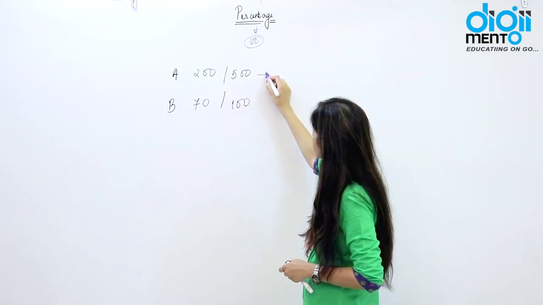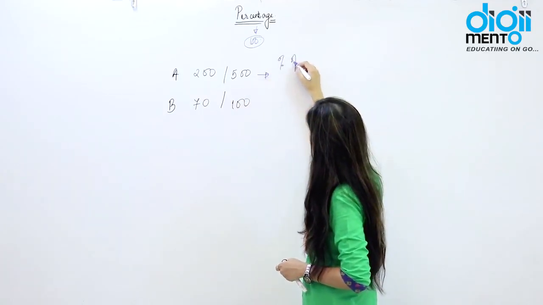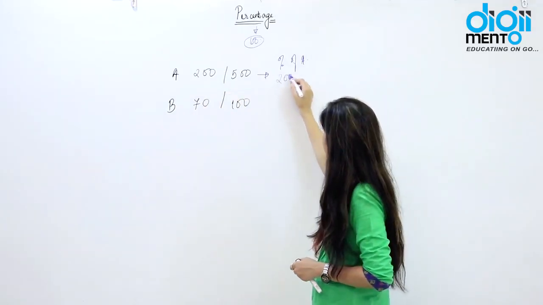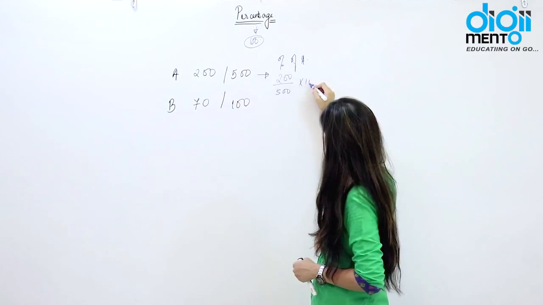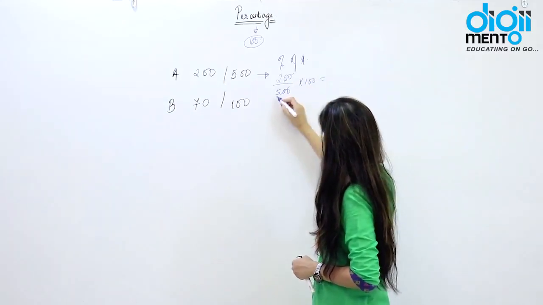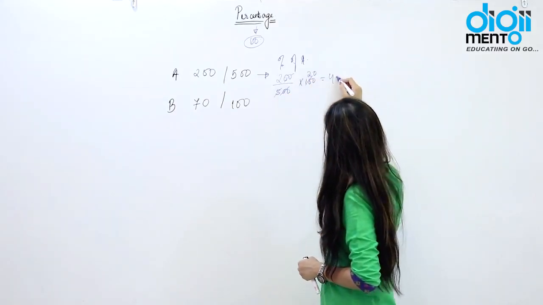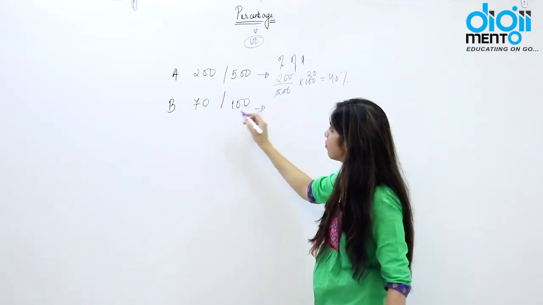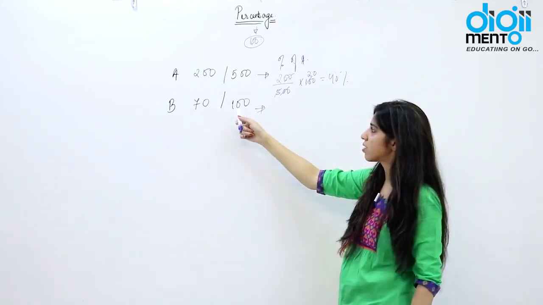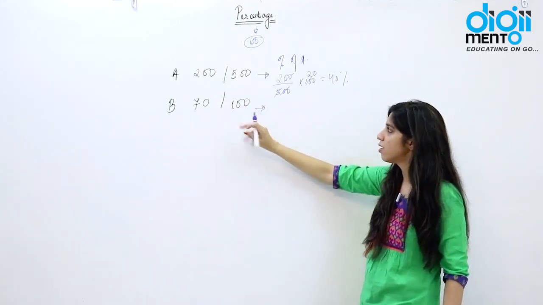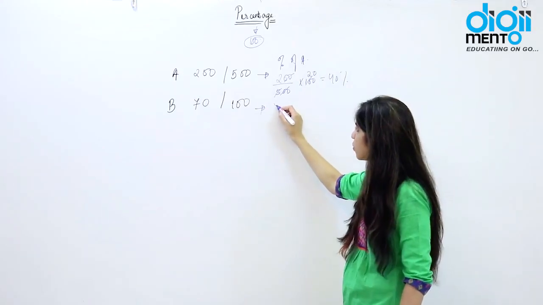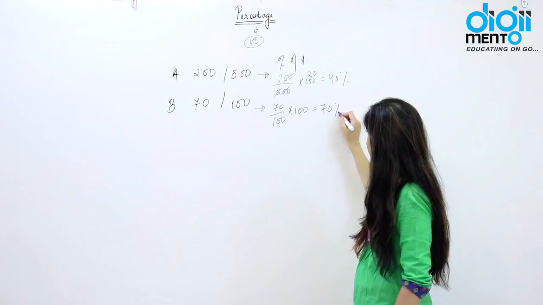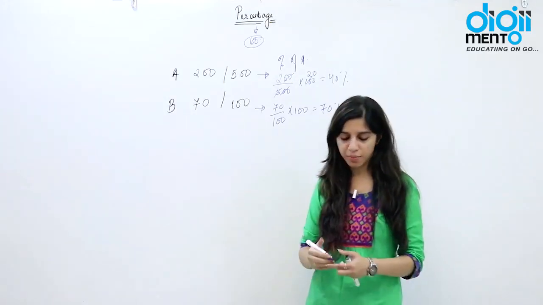If I need to find the percentage of A, then I need to multiply this fraction with 100. So, 200 by 500 into 100 is going to make it 40%. So, this student scored 40% marks. Similarly, if you look at B, its total marks were already 100, so you do not need to, but we are following the same procedure. You need to multiply this fraction with 100. So, you see that this student obtained 70% marks.